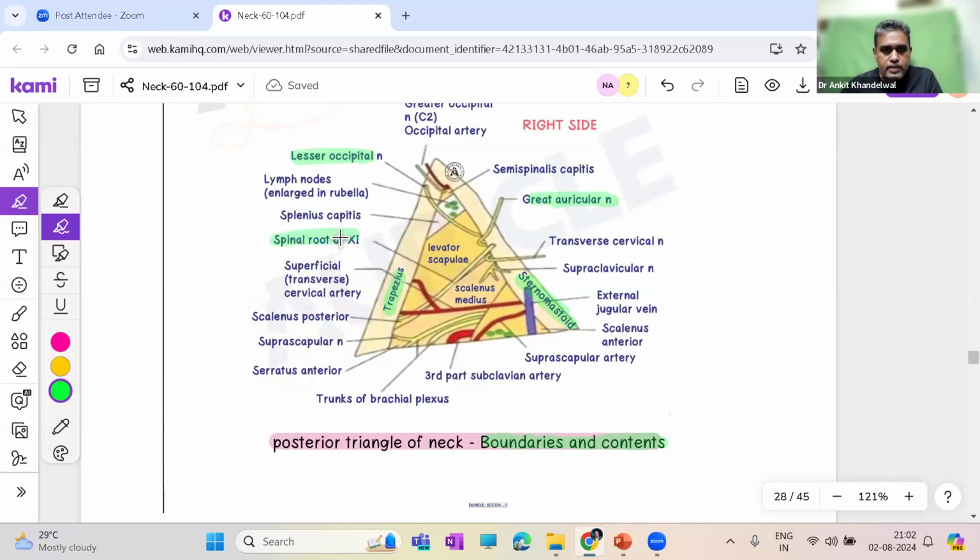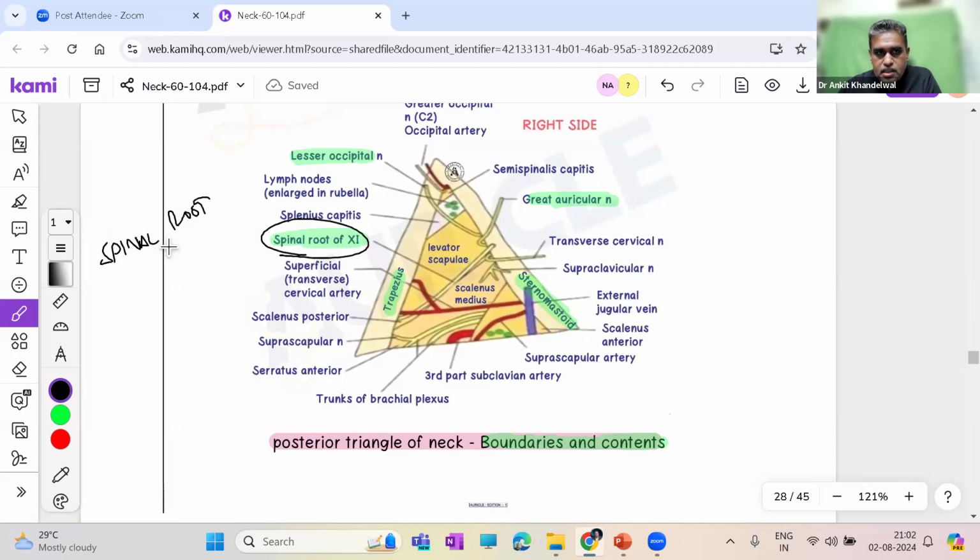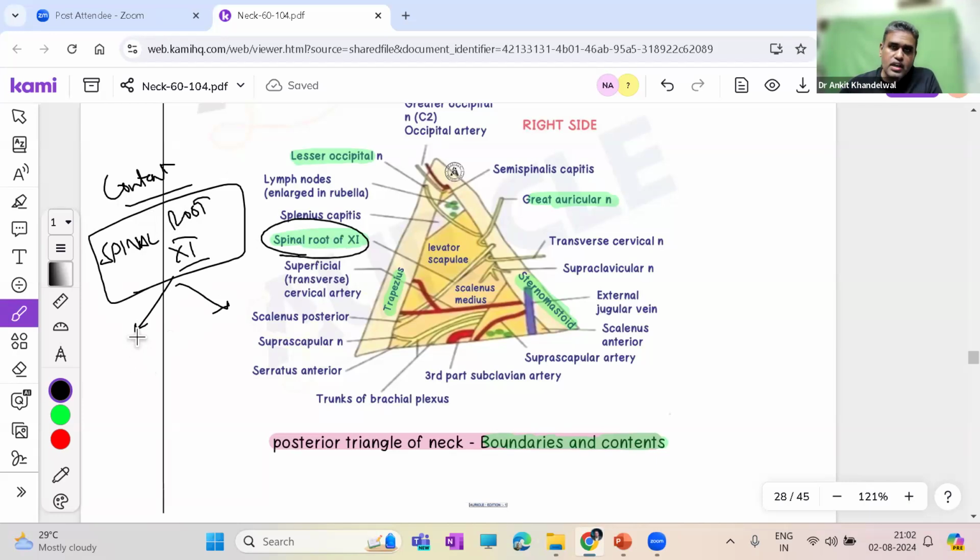Then can you see the spinal accessory nerve, the 11th nerve, XI, over here. This is the most important clinical structure here. Let me write it: spinal root of accessory nerve. It forms mainly the content of the posterior triangle. Now, why is this so important? If you remember, this nerve is a motor nerve and it supplies two muscles, sternocleidomastoid and trapezius. So both of these muscles are innervated by this particular nerve.